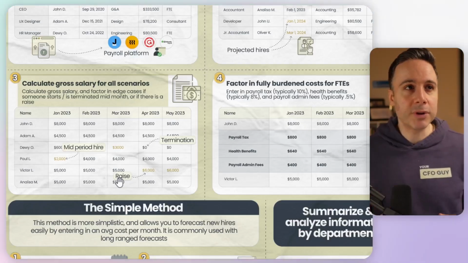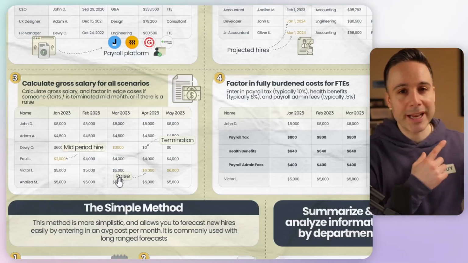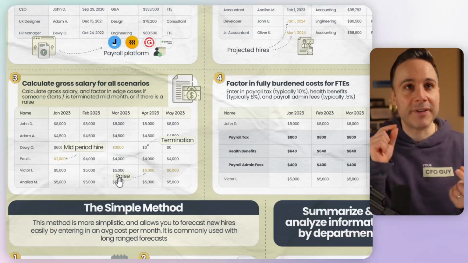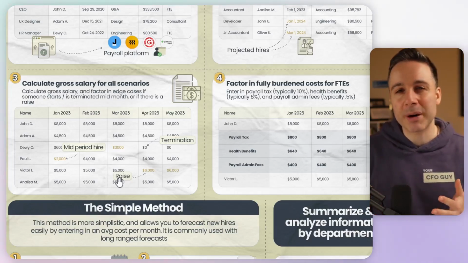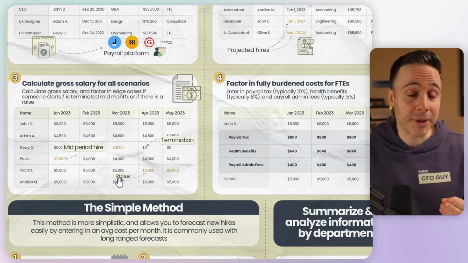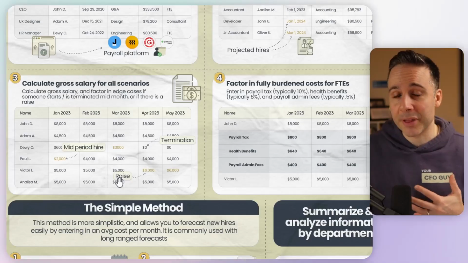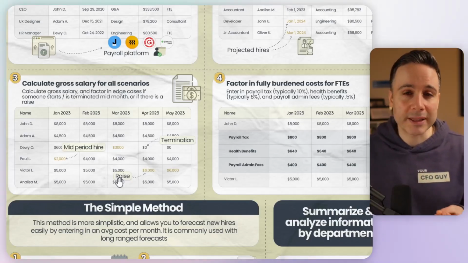Now, a lot of people just take the actual salary that they have and divide it by 12. That's roughly correct. But the challenge with that approach is that someone may start in the middle of the month or get terminated in the middle of the month. And because of that, you'll want to prorate their salary.